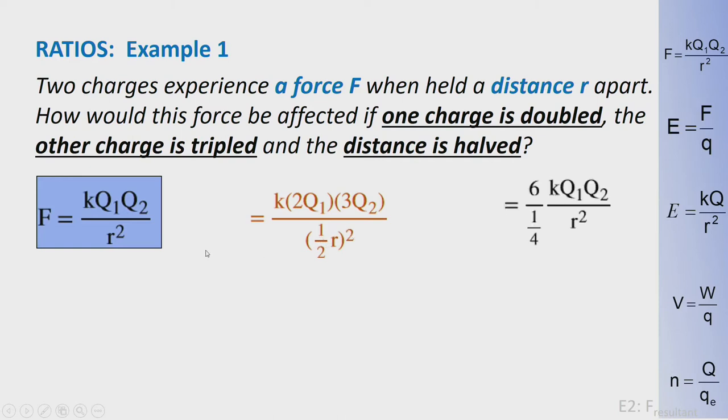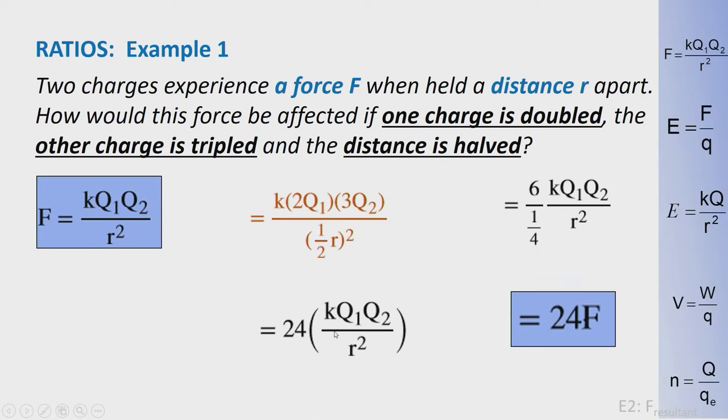And then we multiply the top one. 2 times 3 is 6. We put it outside of my formula. And then I divide by a quarter. So half squared is a quarter. And there I get the answer. And then I can quickly see it's 24 times my old formula that is equal to F, so this must also be equal to F, and therefore I get my final answer as 24 times the force. There you have what we call ratio and proportion, and that is very important that you are able to do that.